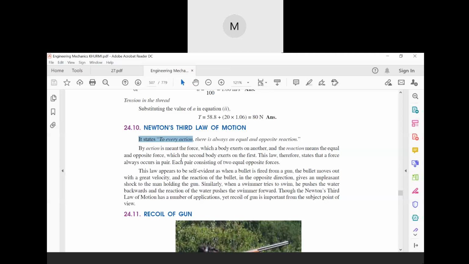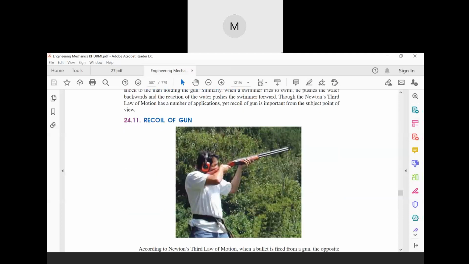The reaction means the equal and opposite force. Now, once you apply force on a body, there will be an equal and opposite force acting on the body, right? So that equal and opposite force that is acting on the body is known as what? Reaction. Okay. So we discussed these things in the last class also. First of all, there is one example which is very much evident. It is what? Recoil of a gun.